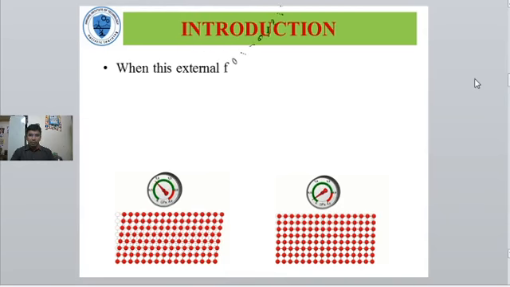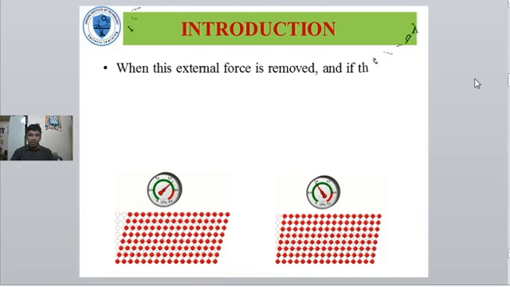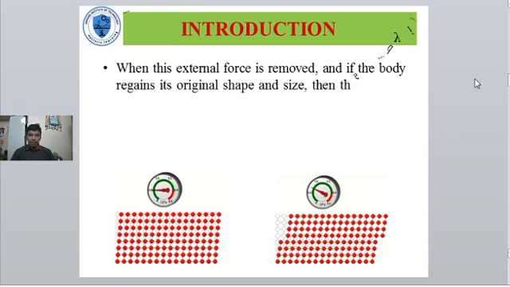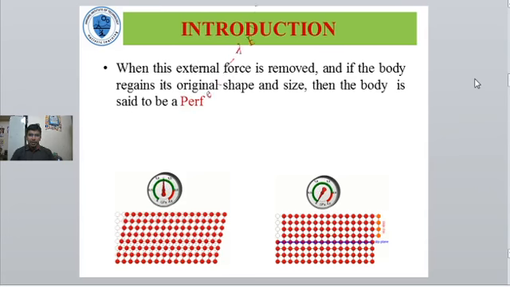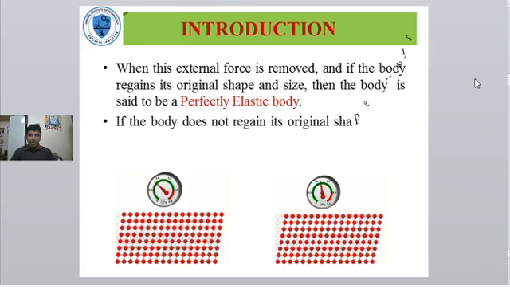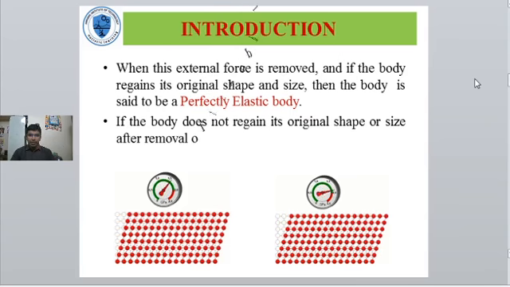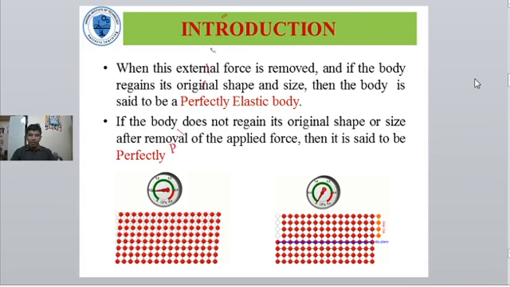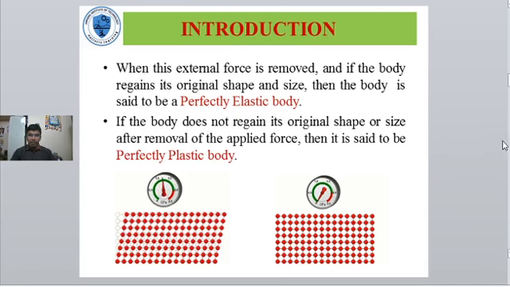Now look at the image, you will understand what is perfectly elastic and perfectly plastic. When this external force is removed and if the body regains its original shape and size, then the body is said to be a perfectly elastic body. If the body does not regain its original shape or size after removal of the applied force, then it is said to be a perfectly plastic body.